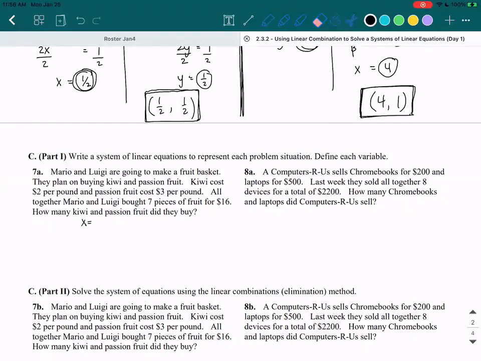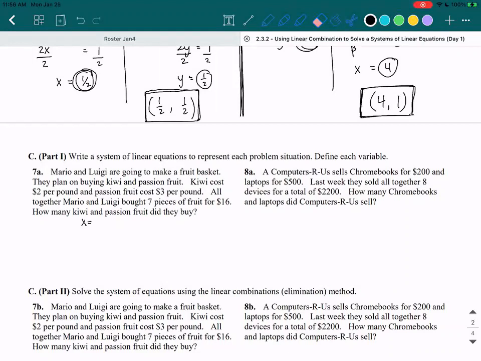All right, so I know the last section was very lengthy, but hopefully this section will be easier for you. So let's get started. Part C says, write a system of linear equations to represent each problem situation. Define each variable. So 7a says, Mario and Luigi are going to make a fruit basket.